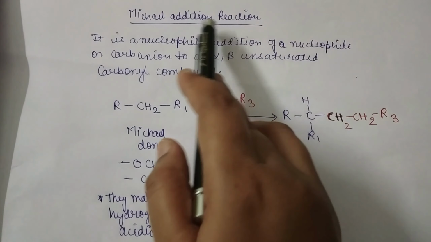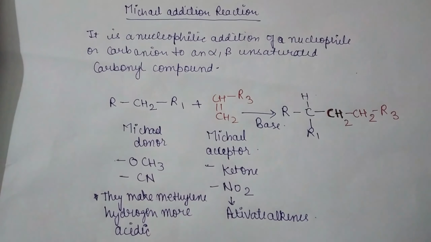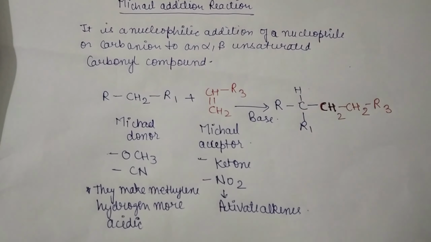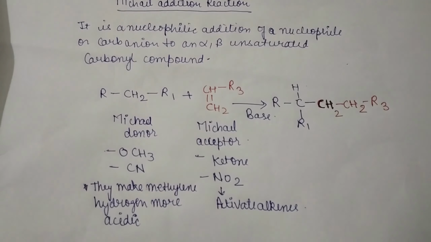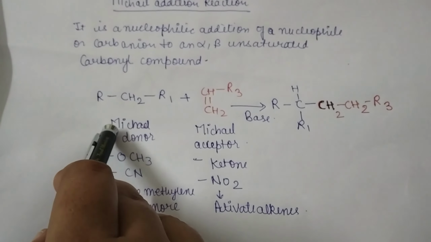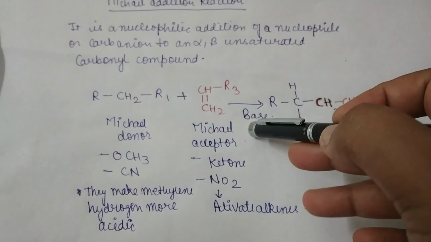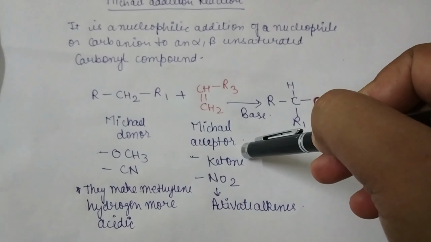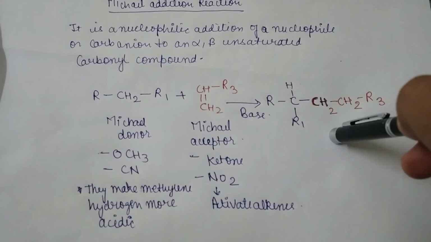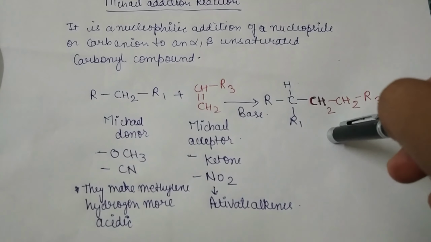Michael addition reaction. It is a nucleophilic addition of a nucleophile or a carbanion to an alpha-beta unsaturated carbonyl compound. So here the Michael donor and Michael acceptor both are very important reagents. In the presence of base, the Michael addition product will be obtained.